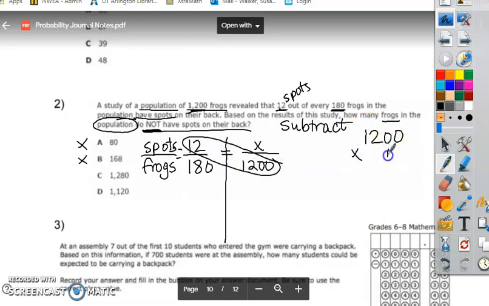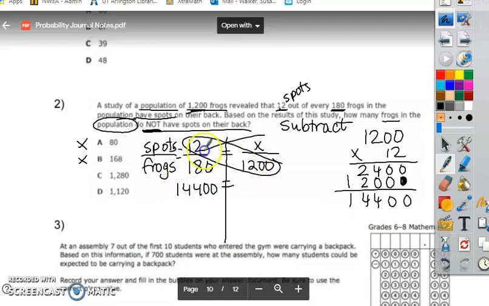1,200 times 12, okay? 0, 0, and I know I'm going fast. I hope that you take the time and maybe pause this and do it yourself. Hold my spot. 0, 0, 2, 1. Double checking my work there. Okay, so on one side I have 1, 4, 4, 0, 0. On the other side I have 180x. Now divide by 180.